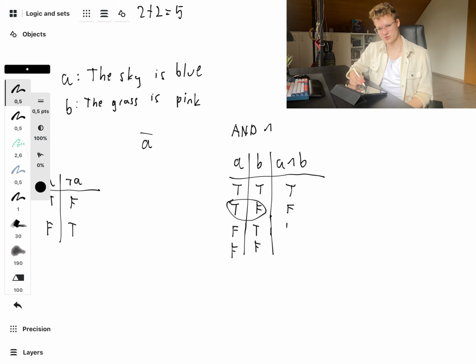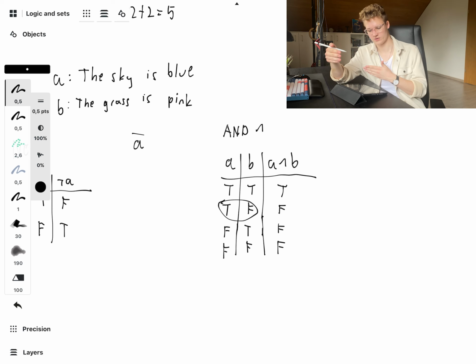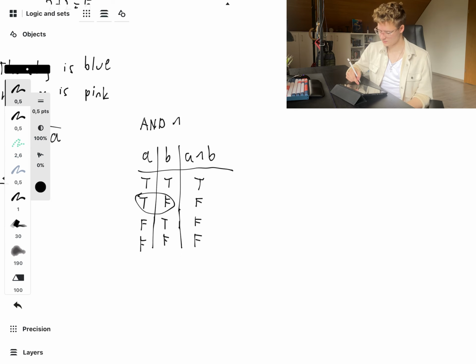And same if we switch the order around. And if both of the statements are false, then it would also be incorrect. So it's only correct when both substatements are correct. In every other case, it is incorrect. Then we have OR.